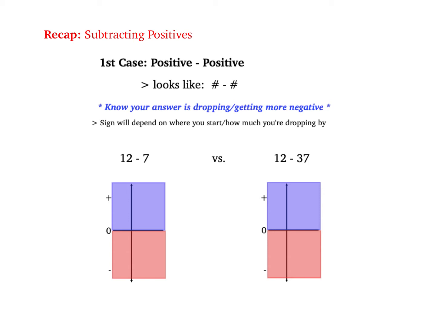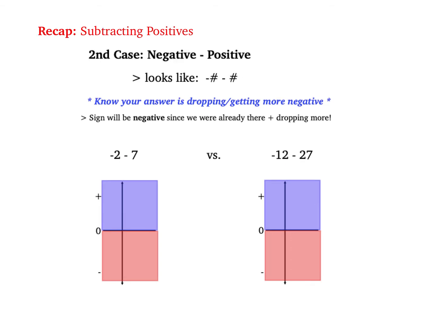The sign of your final answer depends on where you're starting and how much you're dropping by. So if we start with this first example of 12 minus 7, I'm starting in the positives at 12, and I'm taking away less than what I started with. So I would expect to still end up in the positives. Whereas if I'm starting here at 12, but taking away 37, I'm taking more than what I had. So that would force us into those negatives. So you can see it really depends, the sign of your final answer, on how much you're starting with and how much you're taking off of that.